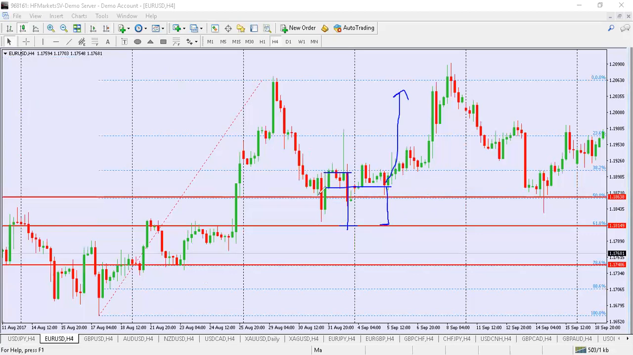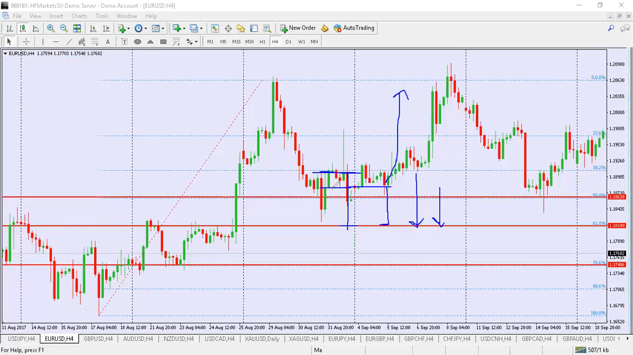The whole idea is that if I'm going to trade this market at this point here, my stop loss will still be here, this point here. If I'm going to trade it at this point, my stop loss is going to be here. So why wait till price gets here before entering?